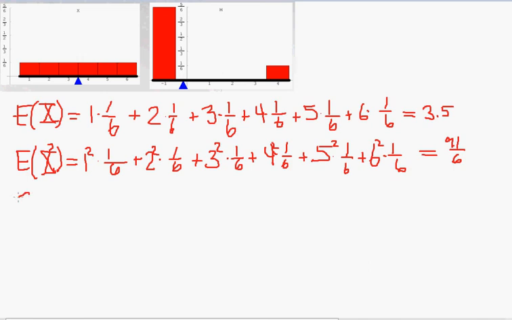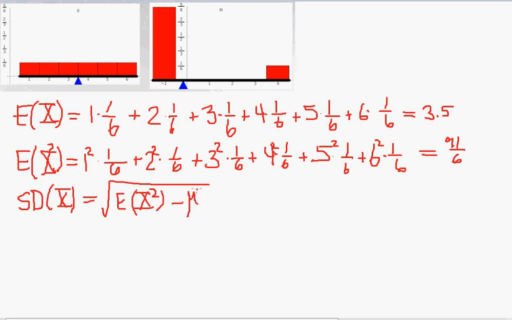And finally, the standard deviation of x, so we're not done yet, is going to be the square root of the expected value of x squared minus the mean squared. And remember, the mean is simply the expected value of x. So this is equal to the square root of 91/6 minus 3.5 squared, and then we plug this into the calculator to see what we get.